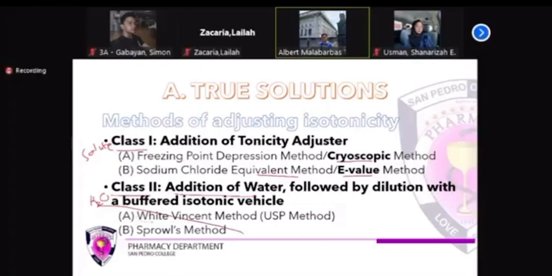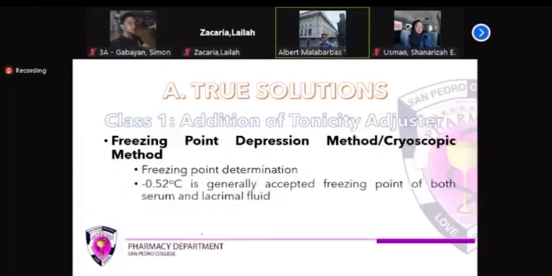Examples of class 2, we have your White-Vincent method. It's the USP recognized method of class 2. And then your Sprowls method. White-Vincent, Sprowls. So first, let's have the first class 1 method, your freezing point depression or cryoscopic method.